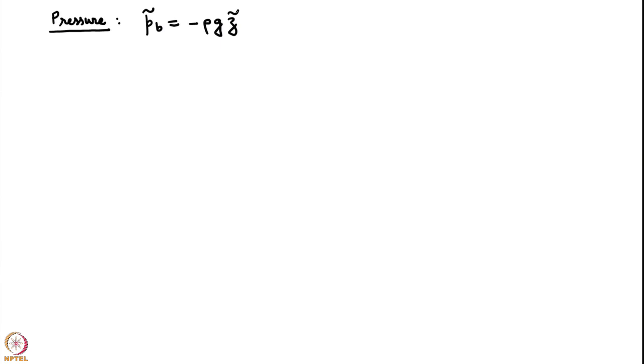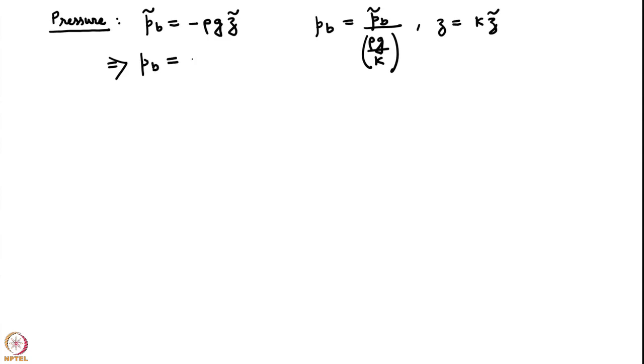This minus is just to take into account that as z becomes more and more negative, the pressure increases linearly with distance. We will non-dimensionalize this, and so our non-dimensional variable will be p_b without the tilde, and that will be using a hydrostatic pressure variation. So rho g by k, 1 by k has the dimensions of length, so this is just a hydrostatic pressure field. If I substitute this, z is anyway non-dimensionalized as the following, like before. And so if I substitute this, then my non-dimensional base state variation just turns out to be minus z.